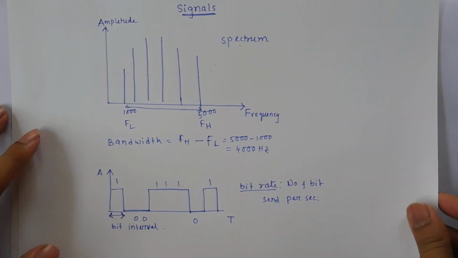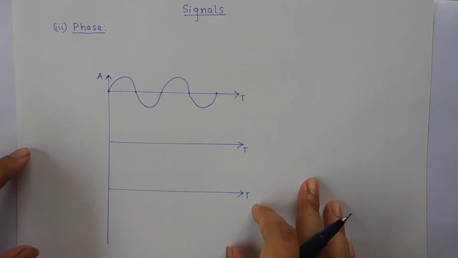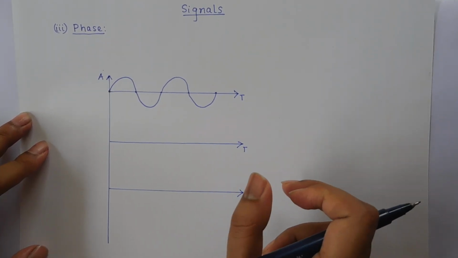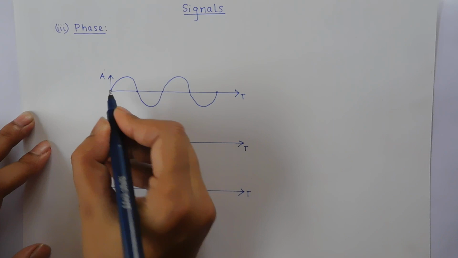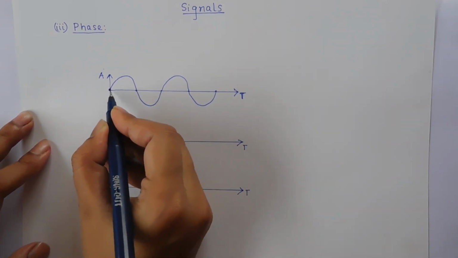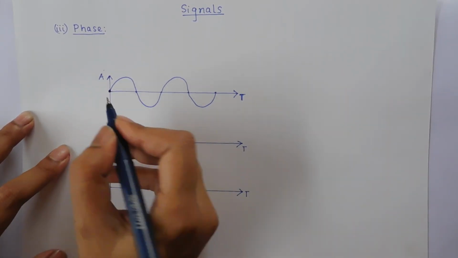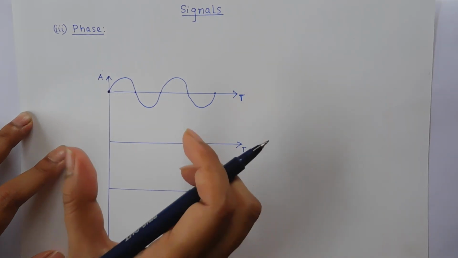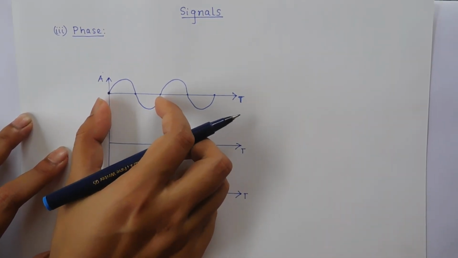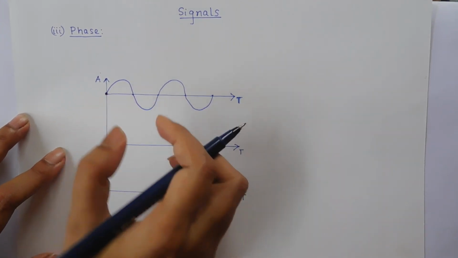Okay, now the third characteristic is phase. Phase describes the position of the waveform relative to time 0. This is the time axis and this is time 0. So we can say the position of the wave or the signal. The total or full phase is 360 degrees. Okay. Now phase is measured in degrees.